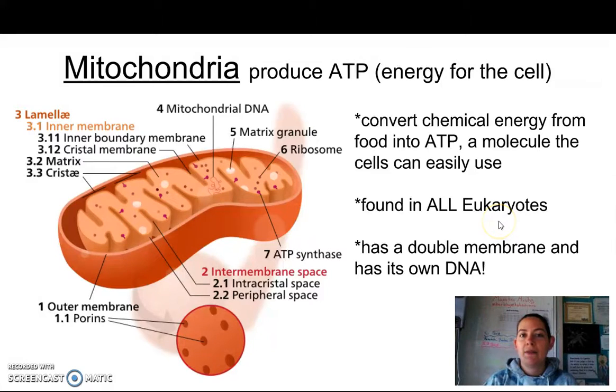So plants have their chloroplasts that make the food energy for them, turn it into carbohydrates, but they also need a mitochondria to break those carbohydrates down into ATP, which they can use. So these guys also have a double membrane and their own DNA, so they also can make copies of themselves on their own, pretty independent of the nucleus.